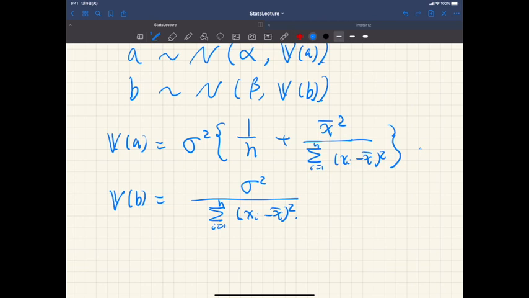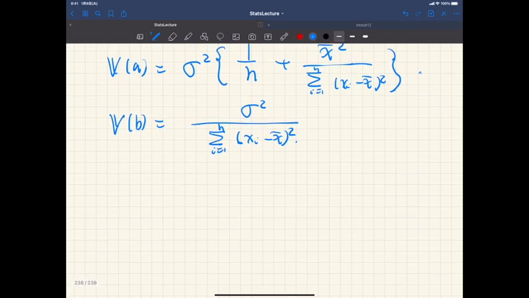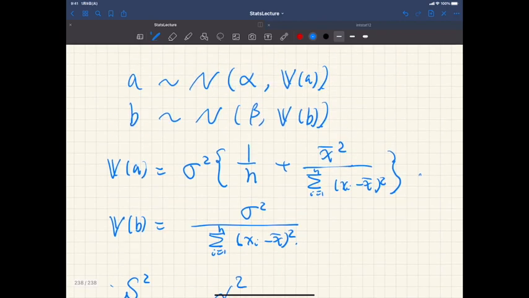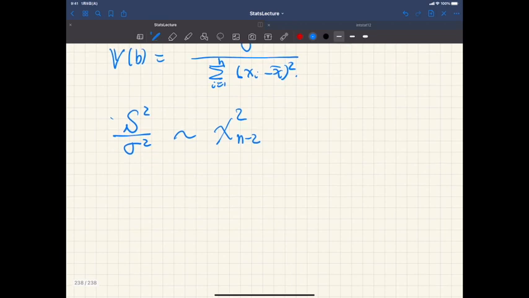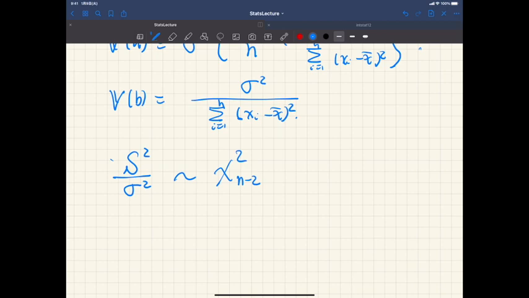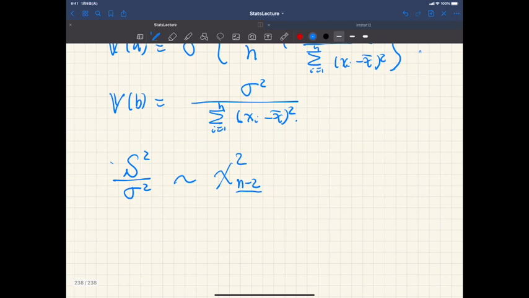And also the sum of squared errors divided by sigma squared can be shown to follow a chi-square distribution with n minus 2 degrees of freedom. This s squared is this part. I don't explain why the degrees of freedom is n minus 2, but I think you can get some idea why s squared follows a chi-square distribution, right?